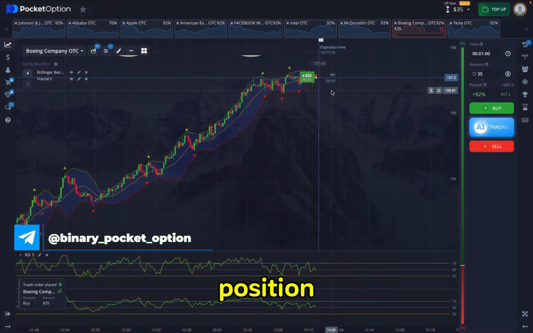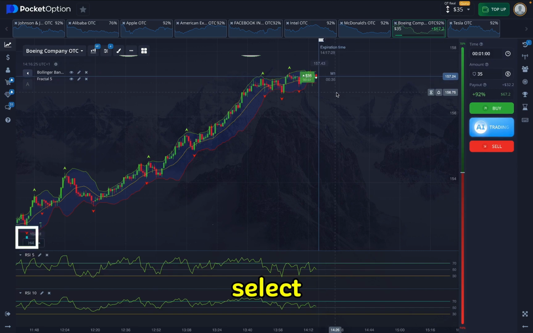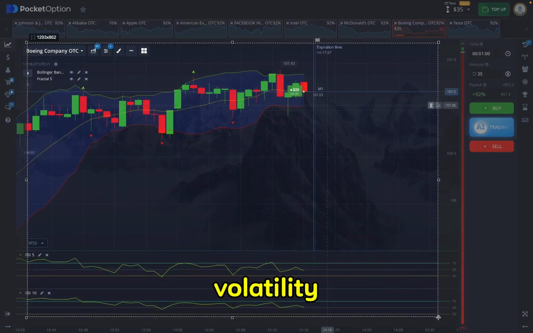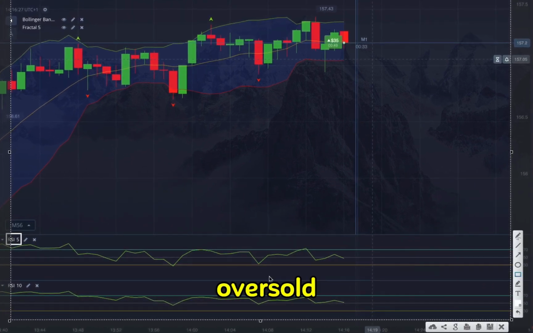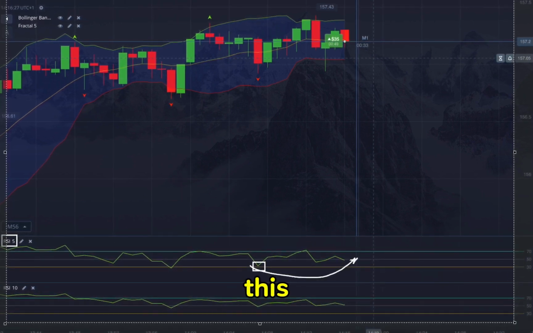Here, I will open a position on the upside in the direction of the actual trend dynamics. Let's select the working area here. It is hard to say something about oscillators. Because of weak volatility, we need to analyze RSI with period 5. There was a touch of the oversold area, and we see that after this touch, the moving line always tends to this area.